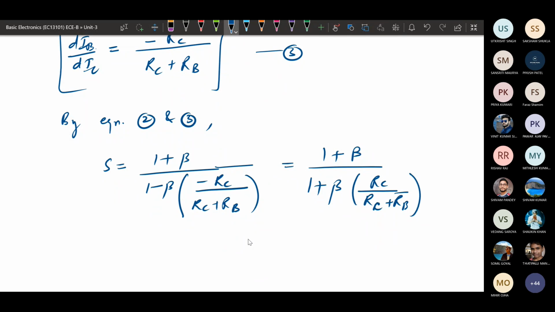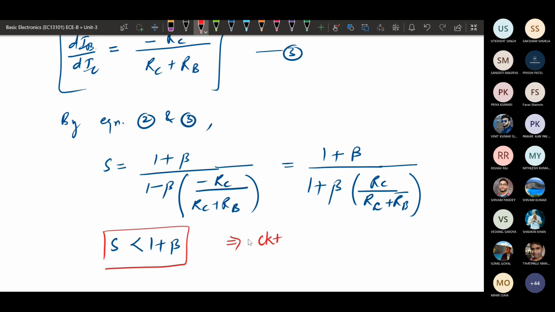Okay, so this is the stability value. From there, we get 1 plus beta divided by this value. This denominator value is something greater than 1, so whatever value will be there, it will be greater than 1. If we are dividing 1 plus beta by a value greater than 1, then S will always be less than 1 plus beta.